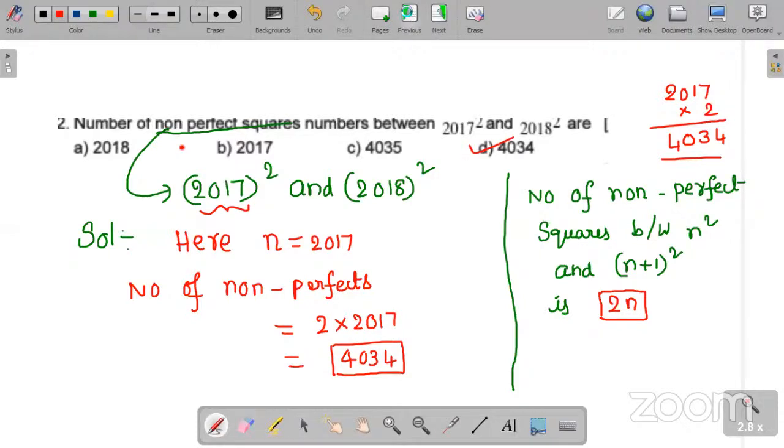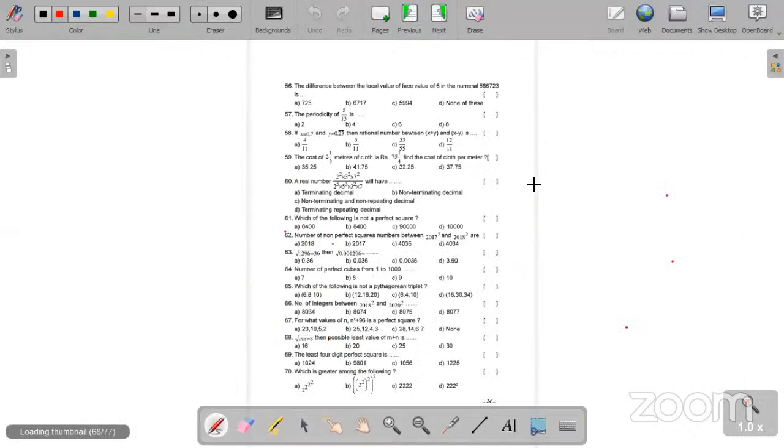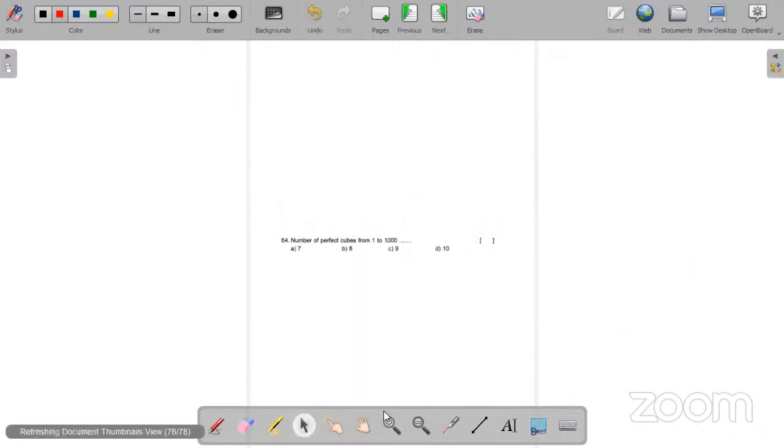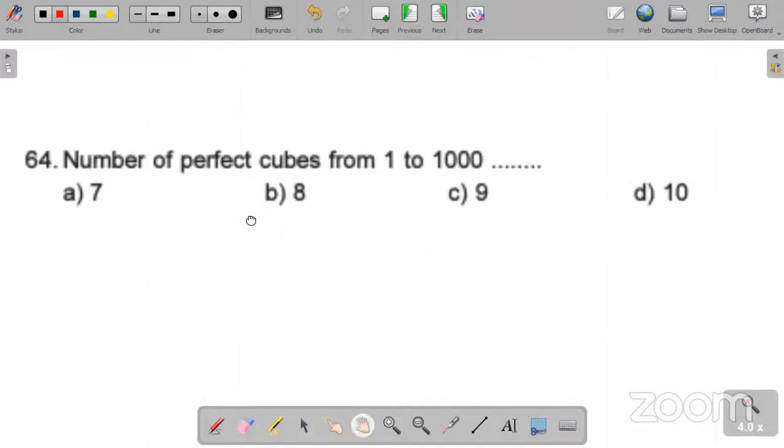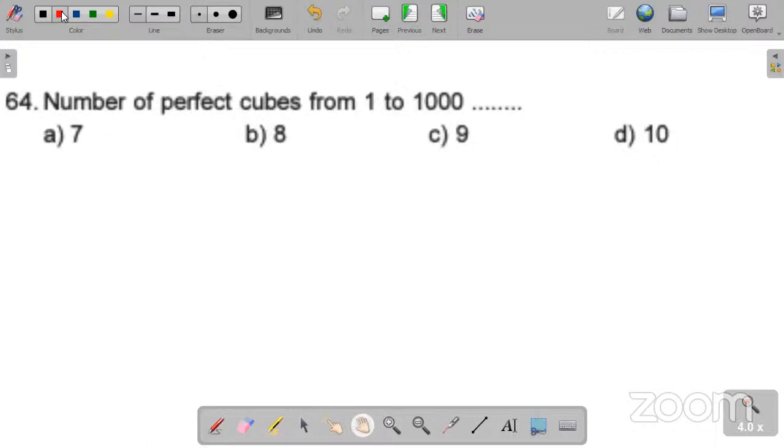Okay, let us move to one more important question. Let me read the question. Number of perfect cubes from 1 to 1000. From 1 to 1000, how many perfect cubes are there?